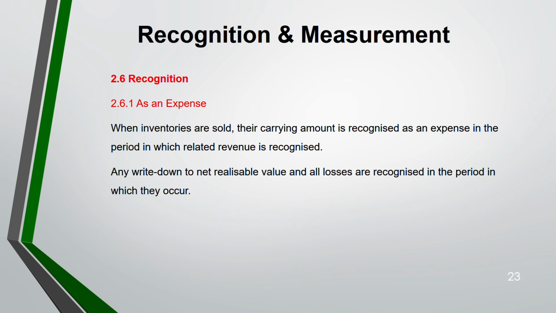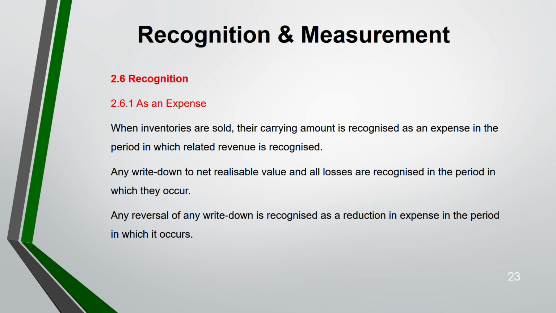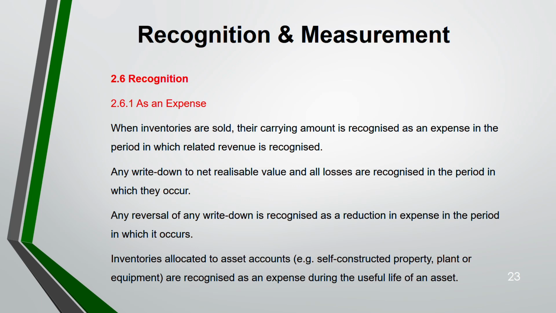Any write down to the net realizable value and all losses are recognized in the period in which they occur. Any reversal of write down is recognized as a reduction in expense in the period in which it occurs. And inventories allocated to the asset accounts, for example self-constructed property, plant and equipment, are recognized as an expense during the useful life of an asset. For example, any inventories that are there for self-constructed property, plant and equipment are not taken as inventory, they will be recognized as an expense.